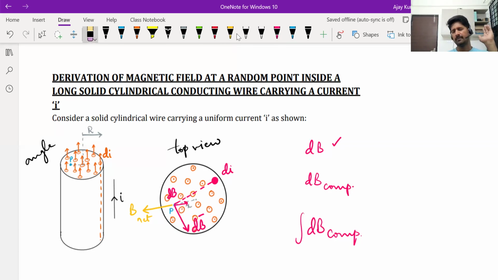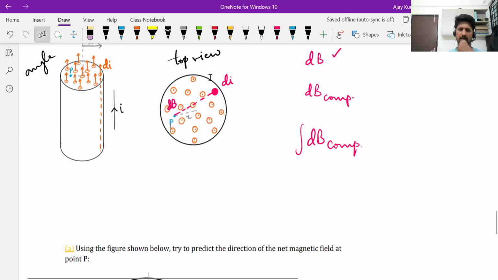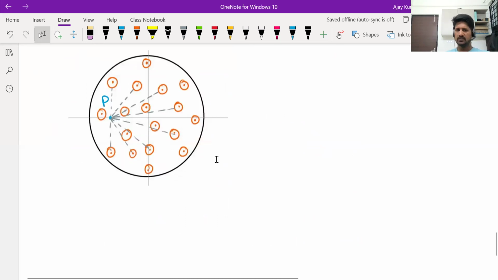All the way from electric fields, we have been doing that. If you want to find the electric field of a distribution of charges, we take an element of charge, an elemental charge. We write an expression for the field it produces somewhere. Then we take the component of that field in the direction of the net field and integrate only that component. So the same thing you can do for magnetic field. So let us visualize the direction of the net field first.